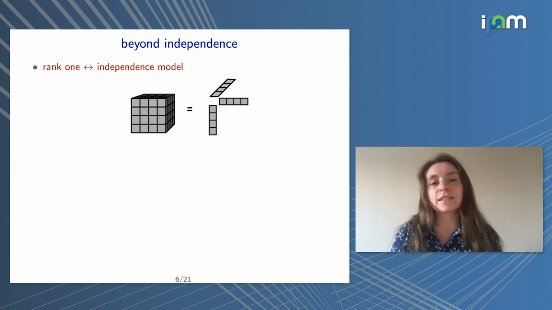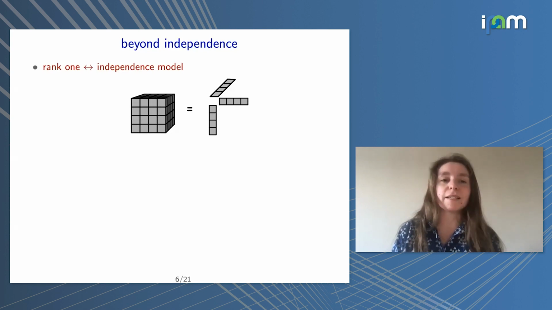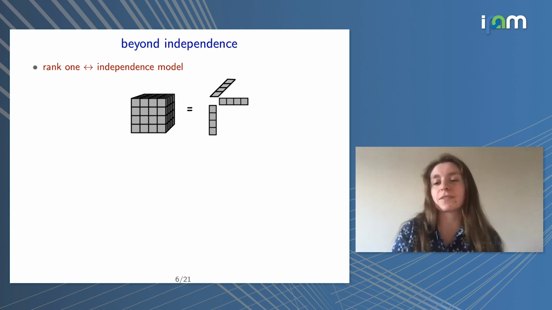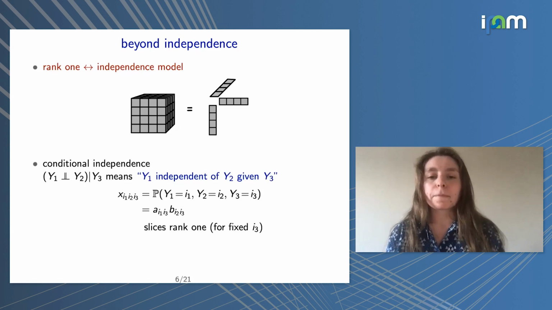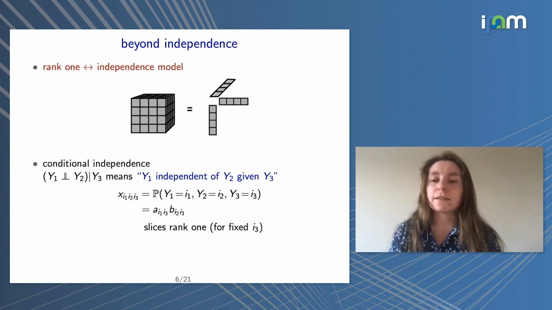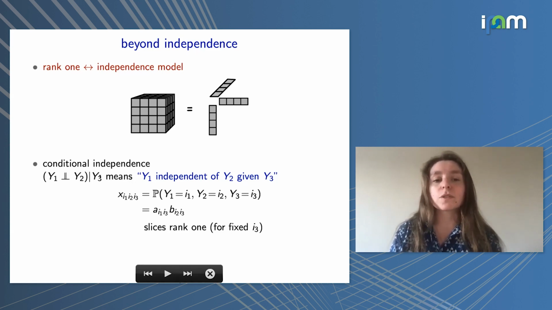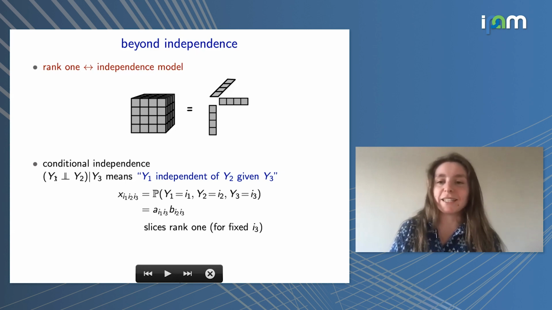All right, so this was our first example of rank 1 and independence. How can we go beyond this to have a larger statistical model, or equivalently a larger set of tensors? Well, one possibility is to look at conditional independence. So this notation here means that y1 is independent of y2 given y3. Okay, so once we've fixed a value for some third random variable y3, then y1 and y2 are independent. But if we don't fix a value for y3, they need not be independent.